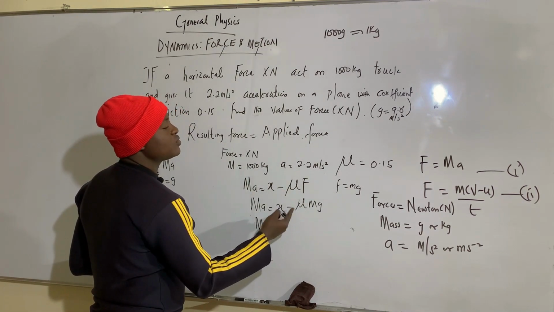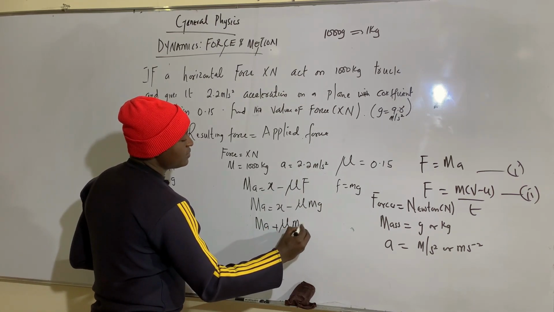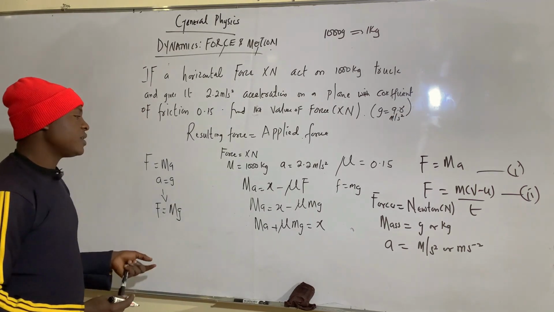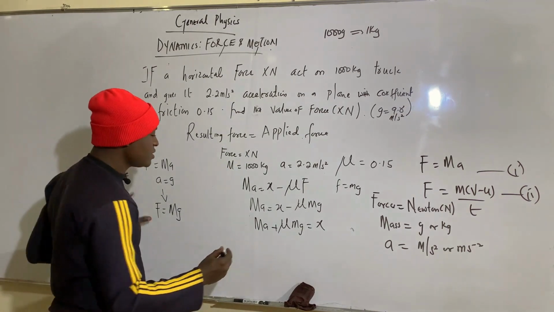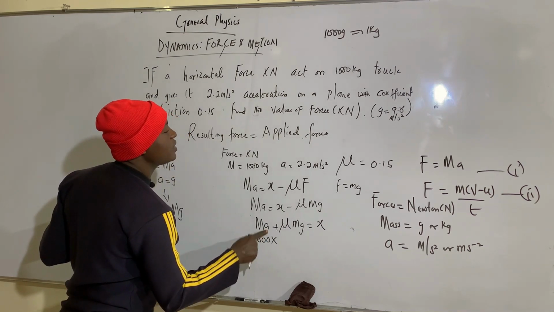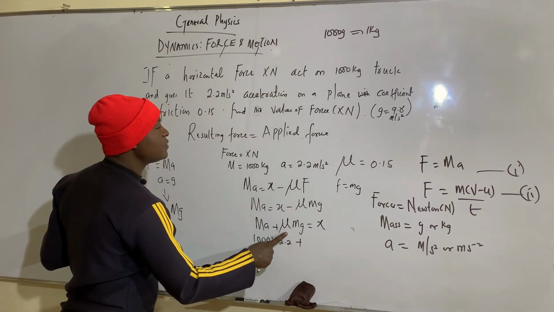So this is minus. So when the minus comes here, we are going to have plus mu mg equal to x. So let's substitute the values one after the other. From the problem, we have mass to be 1,000. That means that we have 1,000 multiplied by our a that we have, which is 2.2, plus the coefficient of friction.